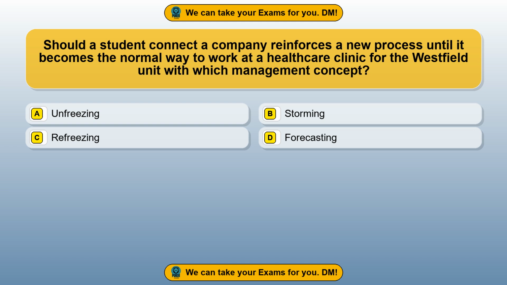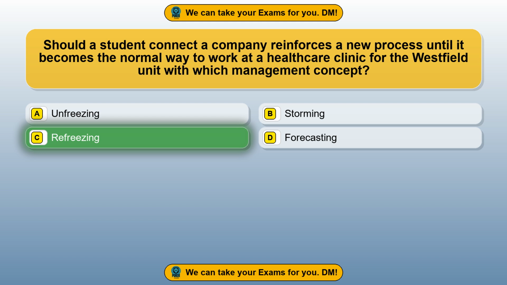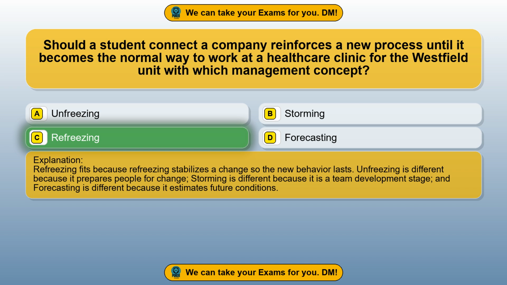Question 35. Should a student connect a company reinforces a new process until it becomes the normal way to work at a healthcare clinic for the Westfield unit with which management concept? Option A, unfreezing. Option B, storming. Option C, refreezing. Option D, forecasting. The correct answer is option C, refreezing. Refreezing fits because refreezing stabilizes a change so the new behavior lasts. Unfreezing is different because it prepares people for change, storming is different because it is a team development stage, and forecasting is different because it estimates future conditions.